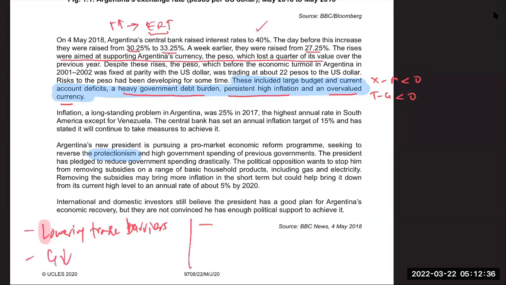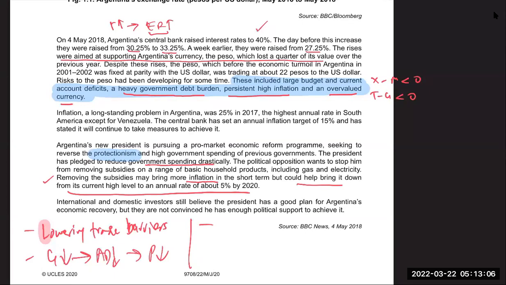What else are they doing? The president has pledged to reduce government spending drastically, which would basically help control inflation, guys. Isn't that true? Because G goes down, you can see AD go down and therefore the price level goes down. The political opposition wants to stop him from removing subsidies on a range of basic household products, including gas and electricity. Removing the subsidies may bring up more inflation in the short term, but could help in the long run.